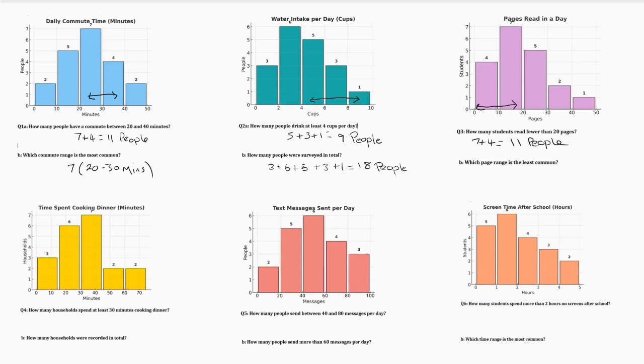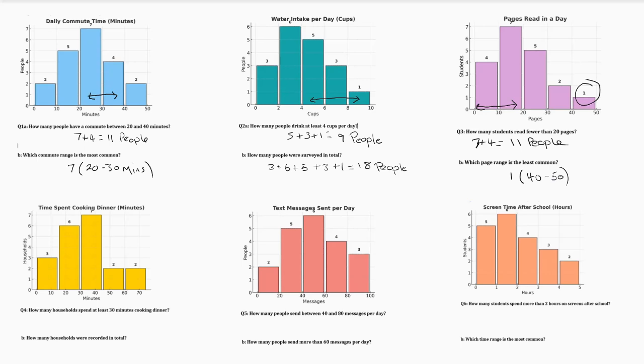Next, which page range is the least common? So which is the least common? So let's have a look. The least common for pages, well, that's easy, isn't it? It's 1. So 1 is the least common, and I normally just pop the width in out of habit.